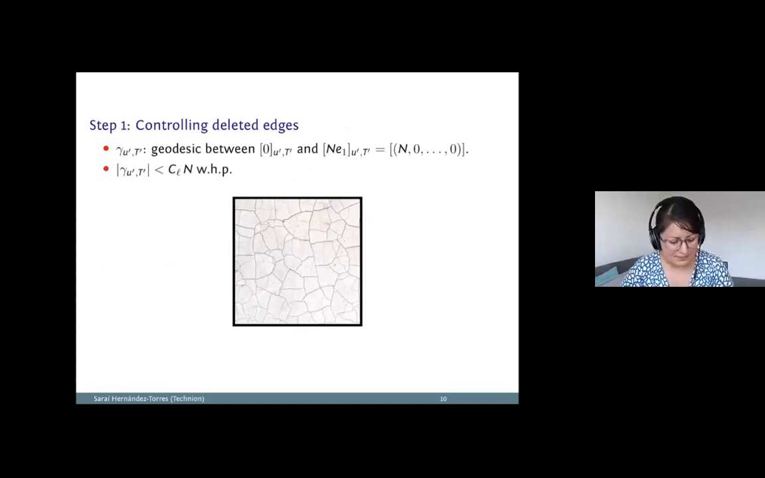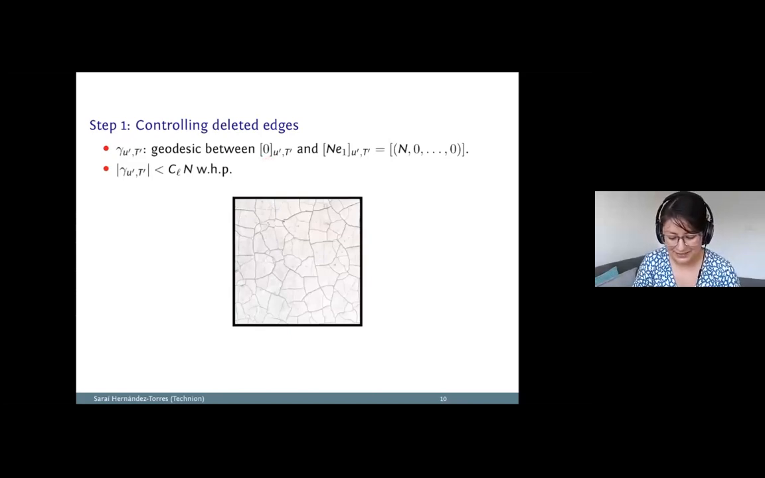So let's see. Step 1, we have to control the deleted edges. And here, what we want to say is, okay, we have the geodesics. We want to understand what edges we delete in these geodesics, but here is our problem: we really don't know where a geodesic is. It can be anything. There are multiple ones. And the only property that we know occurs with high probability is that its length is comparable to the chemical distance.